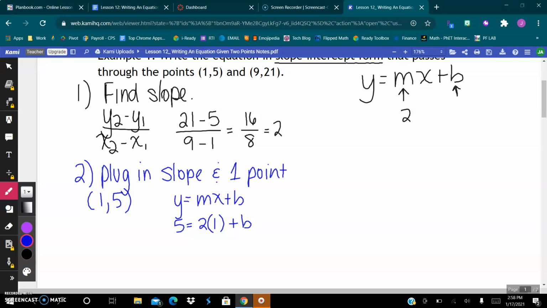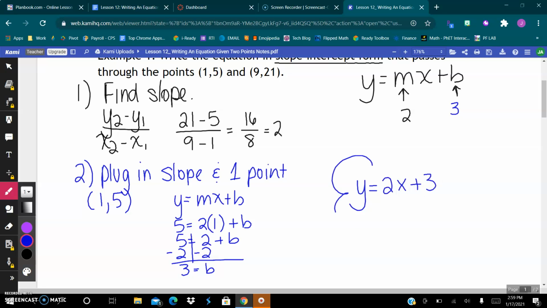So as you can see, this is the same as what we were doing the last couple of days, except for now we have to find the slope. So we are adding that step 1 in there. We're adding one more step. So now simplify here. 2 times 1 is 2. And then one step, get rid of that 2. So we're going to subtract it from both sides. So b is 3. So then we can rewrite our equation. Y equals 2x plus 3.